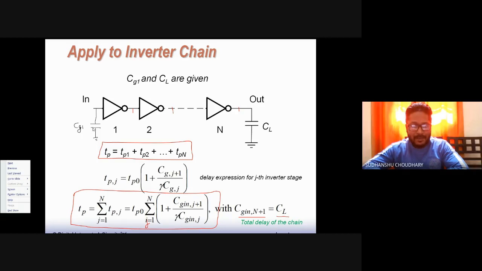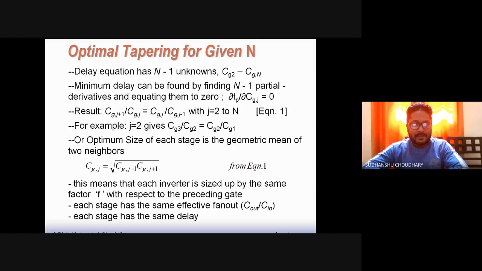Okay. So that means we have a total of n minus 1 capacitances which are unknown. The only capacitances known to us are CG1 and CL. The rest of the capacitances, that is the capacitance at this point, CG2, CG3, and similarly CGN, are all unknown to us. So this delay equation has n minus 1 unknowns, CG2 to CGN. Only CG1 and CG n plus 1 we know. So these n minus 1 unknowns we have to find out.